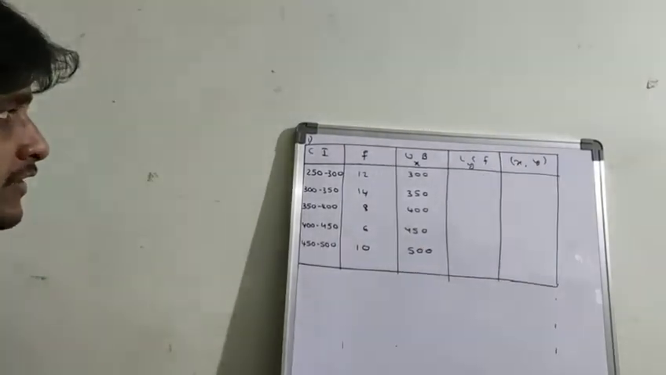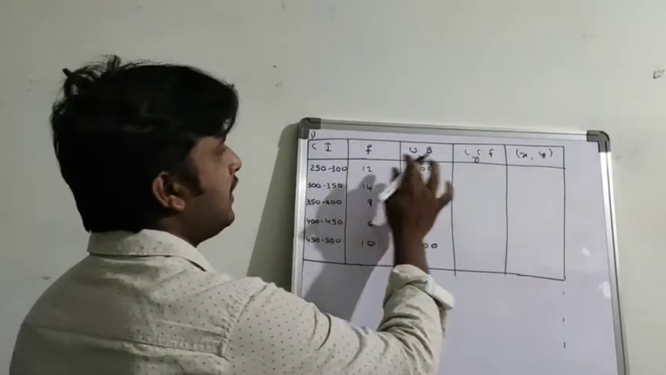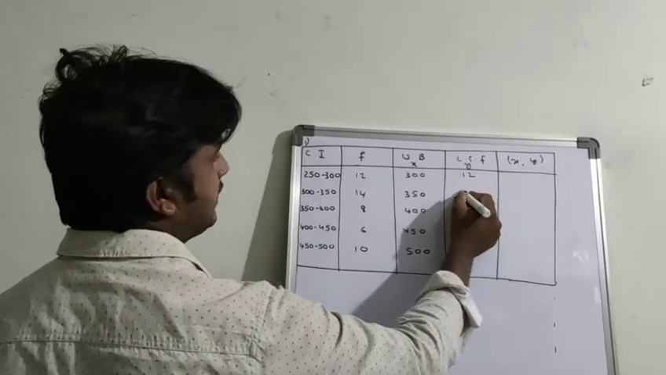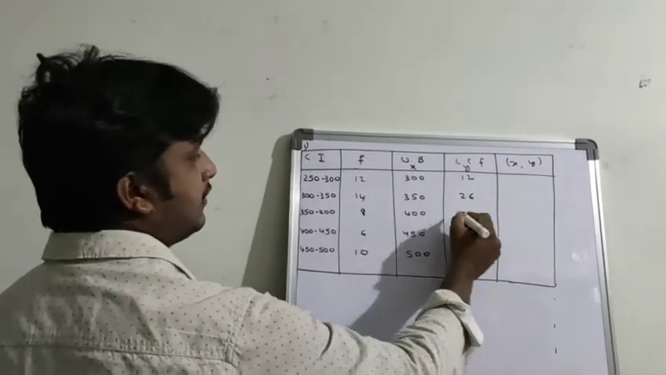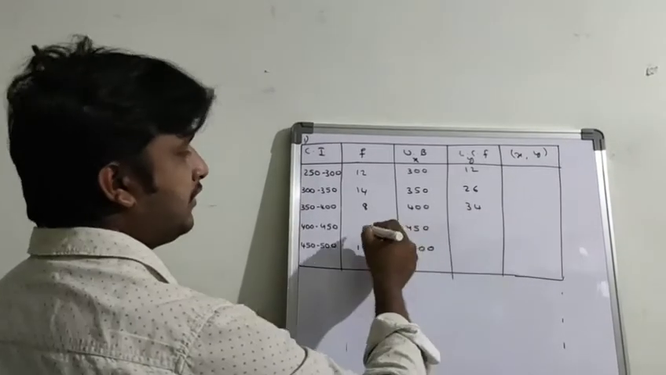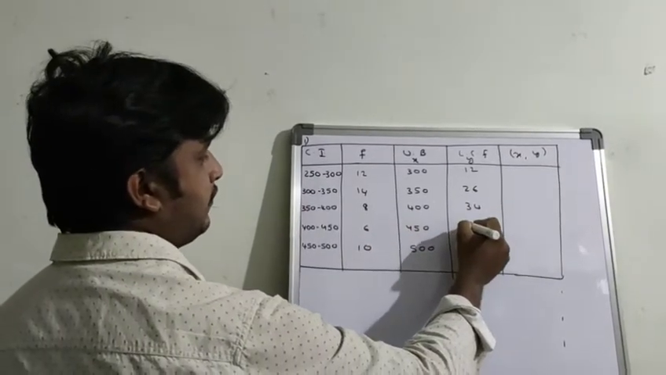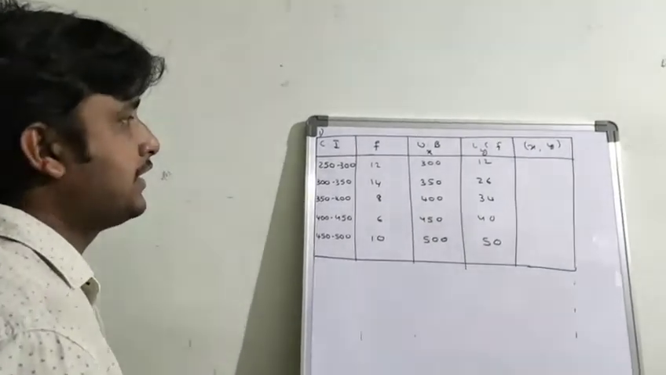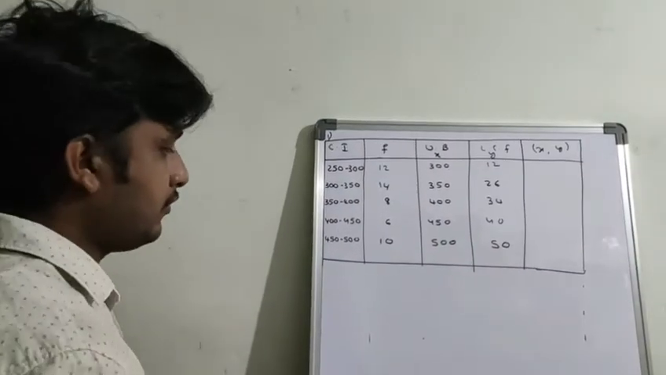Less than cumulative frequencies you know how to do. The first frequency value and the less than cumulative frequency are the same. So 12 plus 14 is 26, 26 plus 8 is 34, 34 plus 6 is 40, 40 plus 10 is 50. So one is x and one is y, and that is how we get the points.